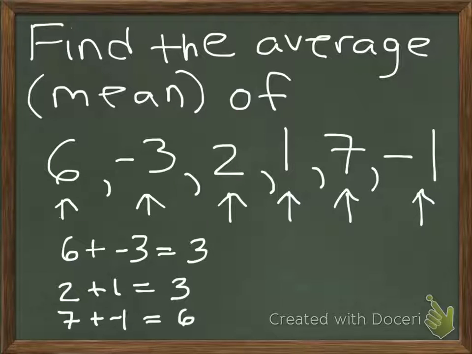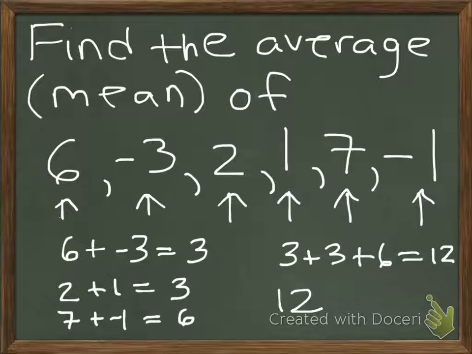So if I add them all together, I get 3 plus 3 plus 6. 3 plus 3 is 6, and 6 plus 6 is 12. So my answer is 12. Then I need to divide the 12 by how many numbers there are, which there were 6. So my mean or average of the answer here is 2.